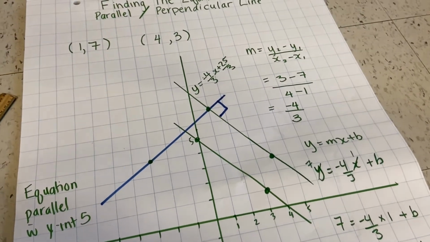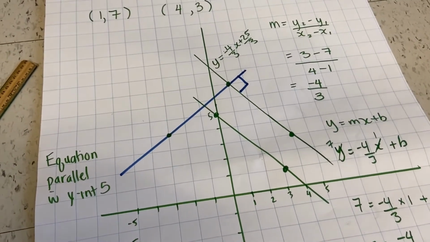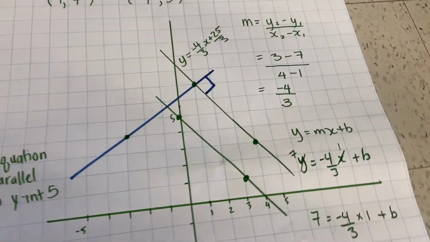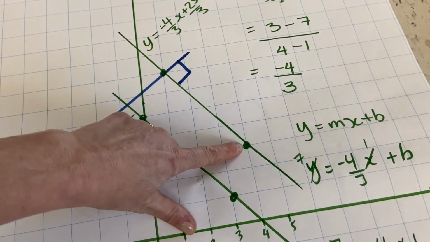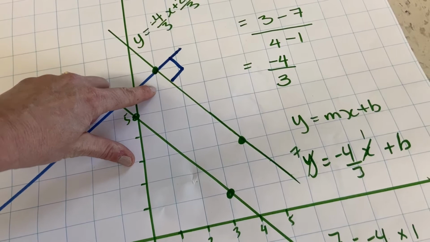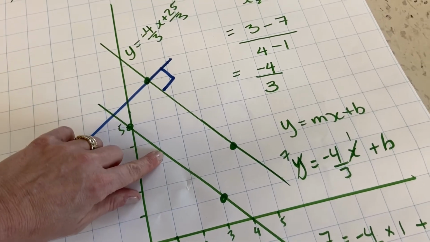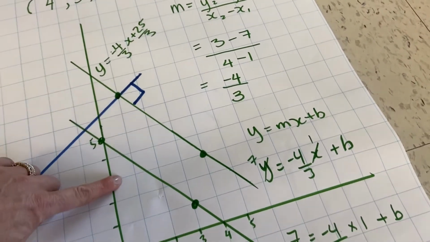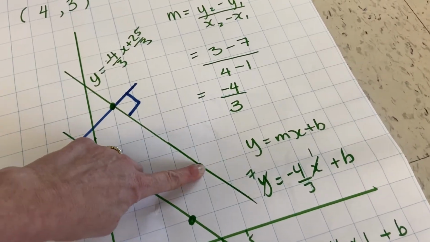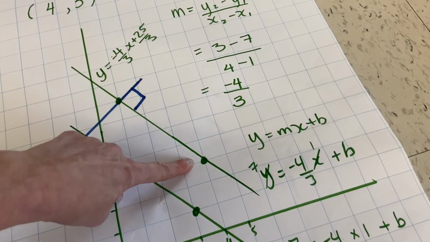I'm noticing something interesting though. I want to show you something, and my camera is going to jiggle because I'm trying to take the video while moving. To get from this point to this point, I'm going down 4 and across 3. That's why the slope is negative 4 over 3, because I'm going down 4 across 3.